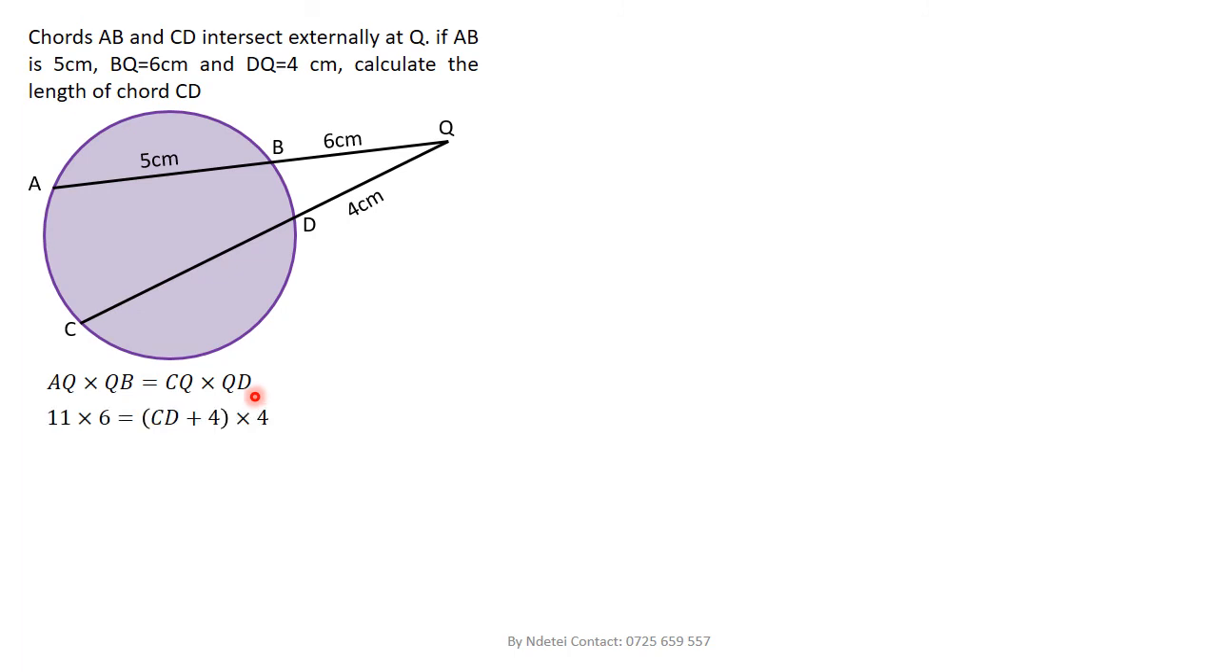With this one, therefore, we're going to write 11 times 6, because 11 is the length AQ, times 6, which is the length QB, is the same as CD plus 4, the whole of this distance, times 4. And with that, we get 66 equals 4 CD plus 16, and therefore CD must be 12.5. And that brings me to the end of that lesson on circles, on chords that are intersecting externally, or in the case where we have a secant.